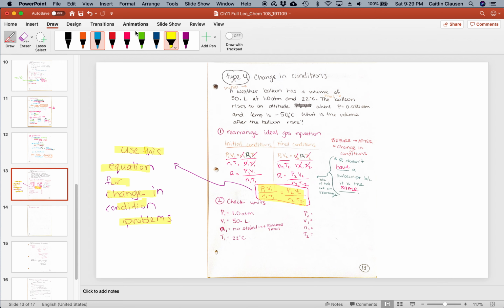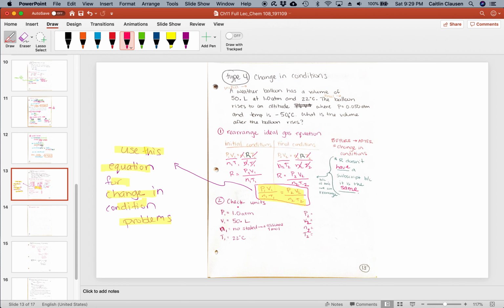Okay, so we've rearranged our equation in what looks like a pretty drastic way, but these are the same ideal gas law equations. We just have two of them set equal to each other. So now we're going to check our units. We have to check our units for each of the cases. Oh, there's a little typo. There should be V2 and N2.